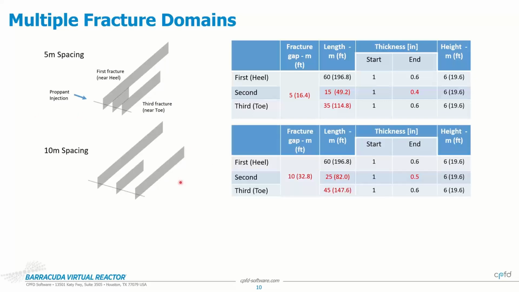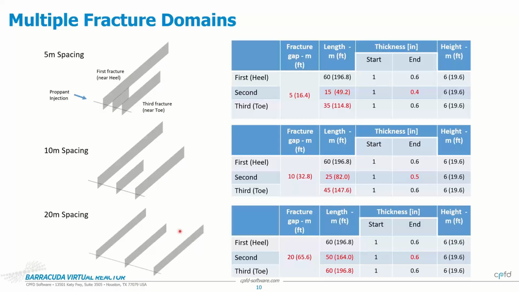The other one is for 10 meter spacing down here. So you will see that the spacing is bigger between them, but because there's less of a stress shadow effect, the third fracture goes to 45 meters, whereas the middle fracture still experiences that, right? So it's not as long as the first fracture. However, when we move to the 20 meter spacing down there, both the first and the third fracture lengths are almost the same, and the second fracture is almost 50 meters in length.